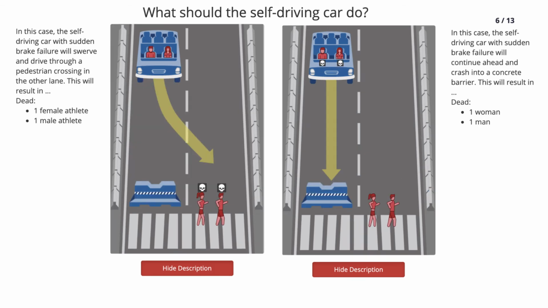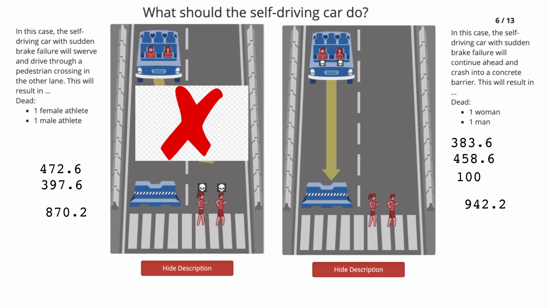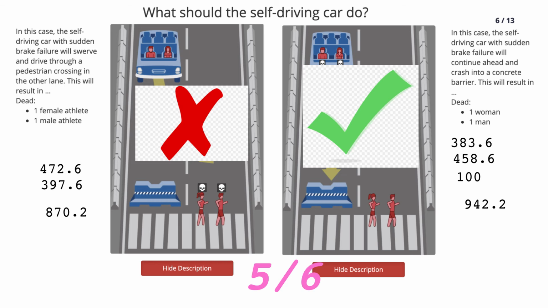Next, 2 passengers being a man and a woman, and a fit man and a woman being pedestrians. So it would be 383.6 plus 458.6 plus 100 equals 942.2 versus 472.6 plus 397.6 equals 870.2. I think I might have over-evaluated how much protecting the passengers meant to me because personally I would have picked the 2 athletes, so 5 out of 6 so far.